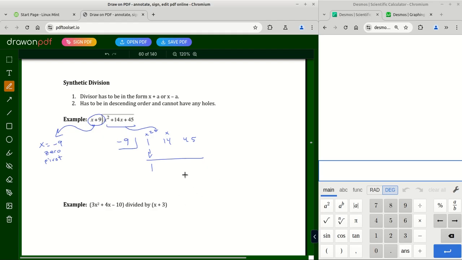This is the setup for synthetic division. Now I'm going to show you the process. Here we go. Negative 9 times the 1 is negative 9.